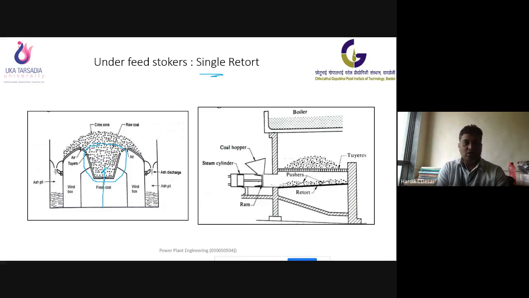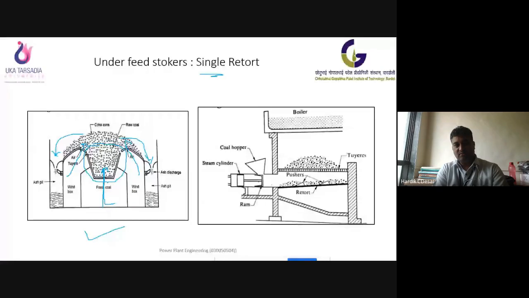The ash will be collected in the ash pit from both the sides, or say from the perimeter. Here you will have the air tuyeres, the air nozzles, to provide this air. And from here, as I said, you will have the fresh coal entry. So this is how your single retort works. Now, to provide the continuous supply of this coal, this kind of mechanism is there.